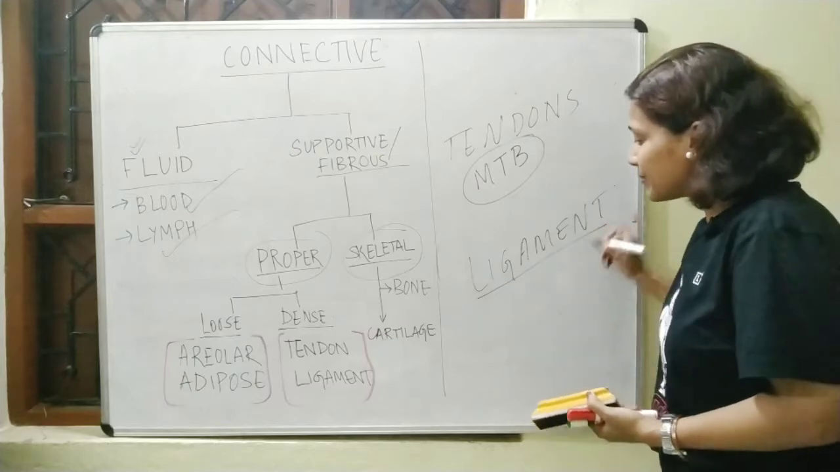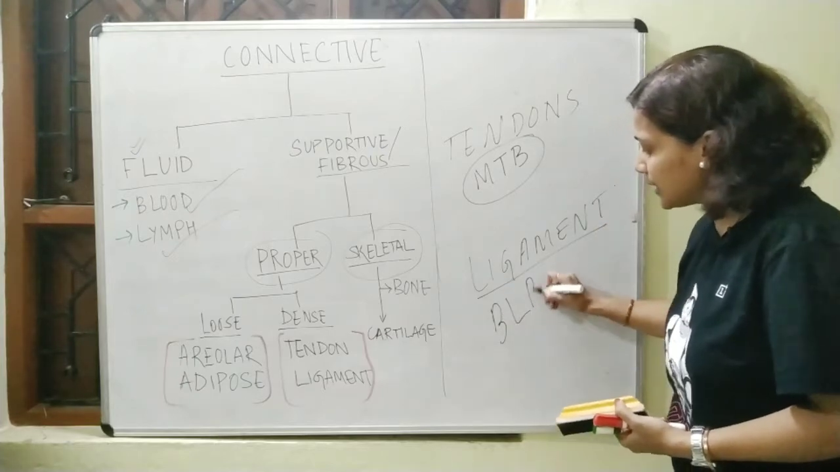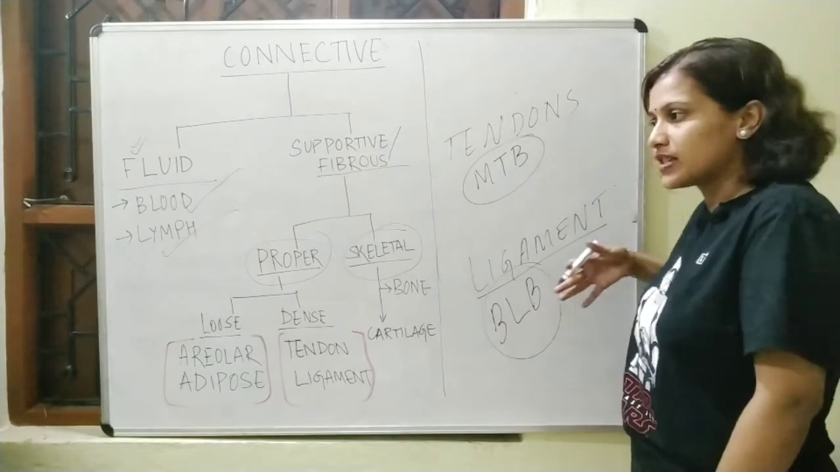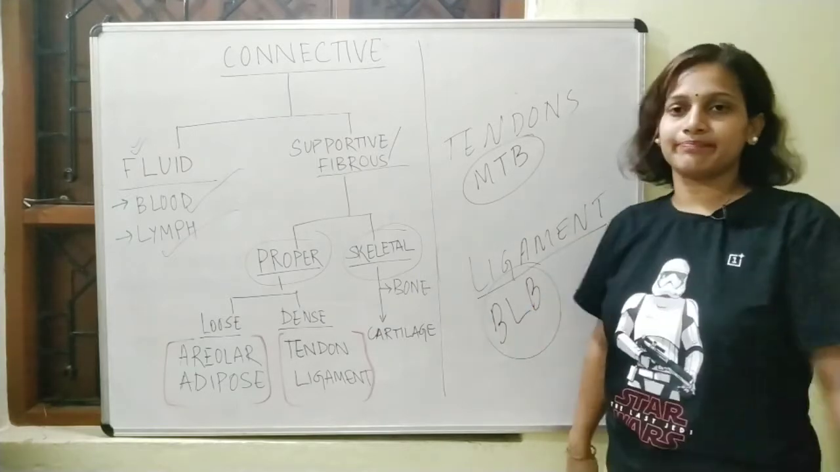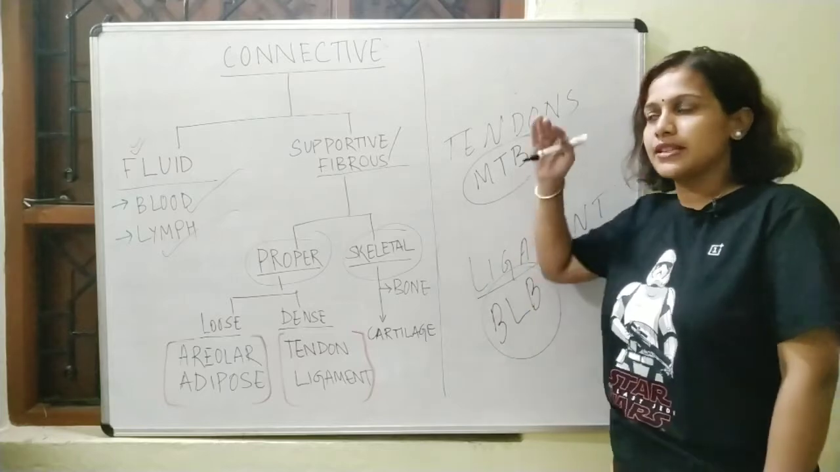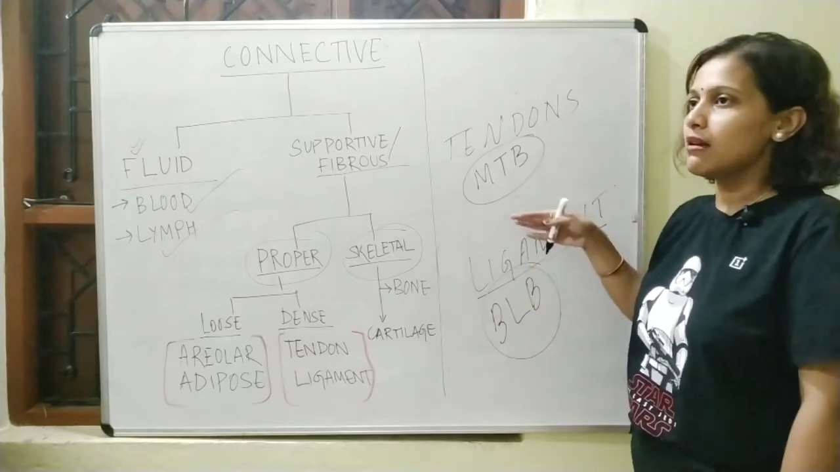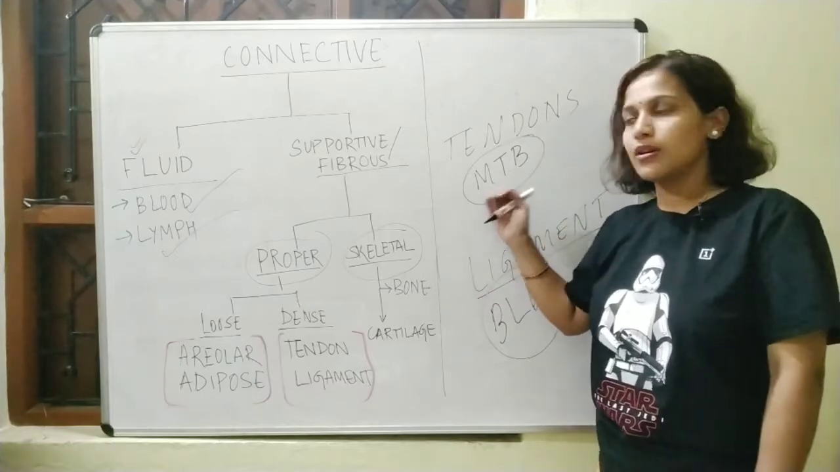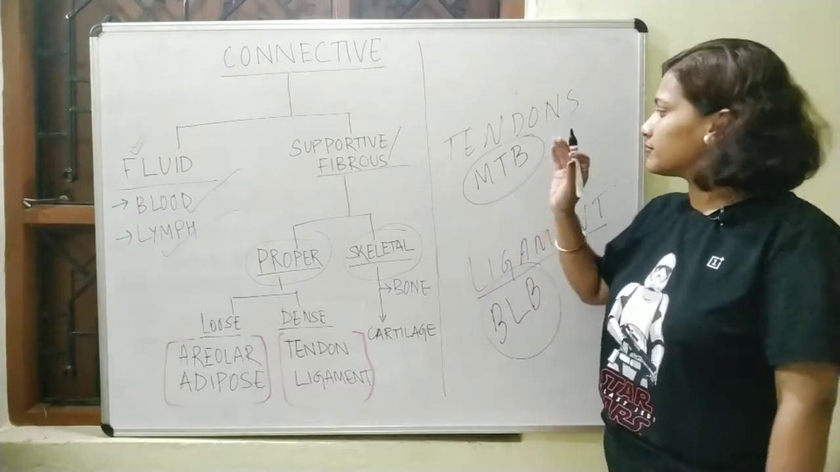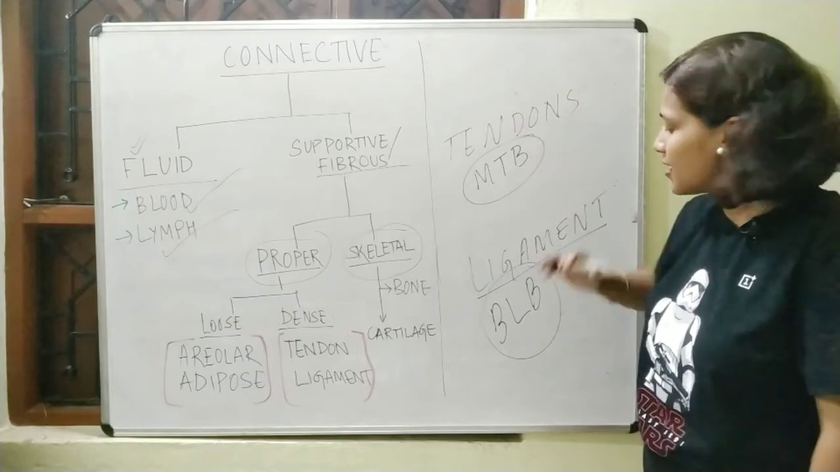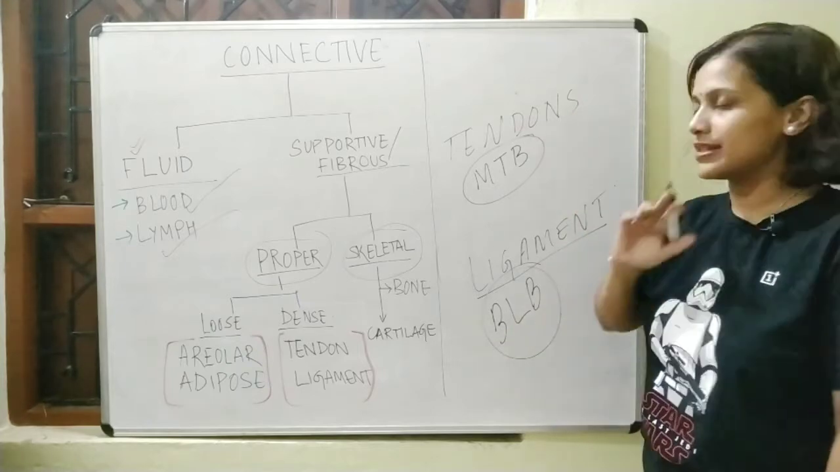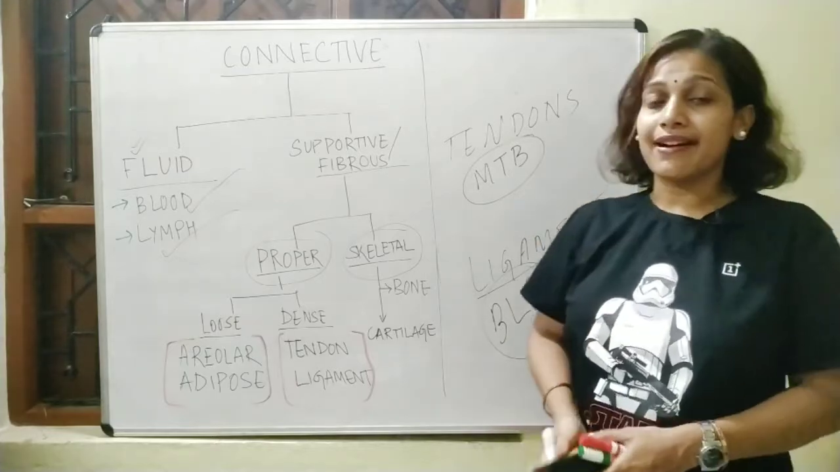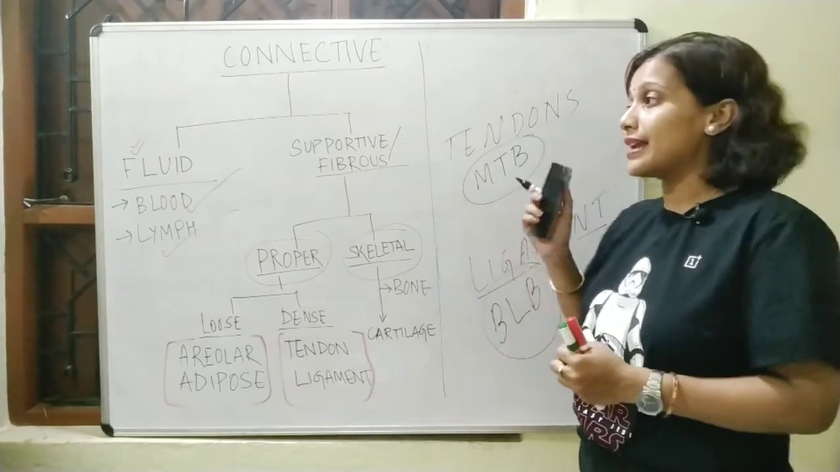And then for ligaments you have BLB. BLB means bones connected to bones with the help of ligaments. So there is not much detailed insight into these tendons and ligaments. You just have to remember the major function, that is muscle to bones, tendons, and bones to bones, ligaments: BLB and MTB.